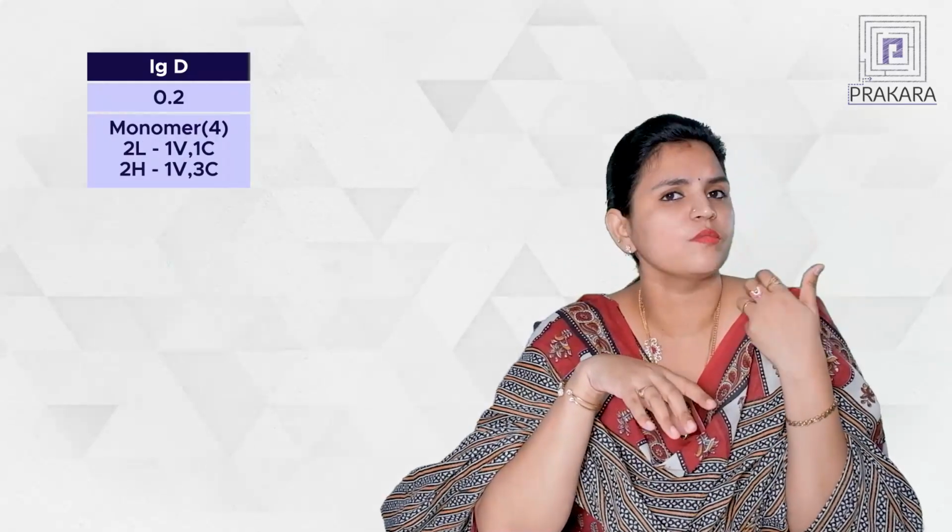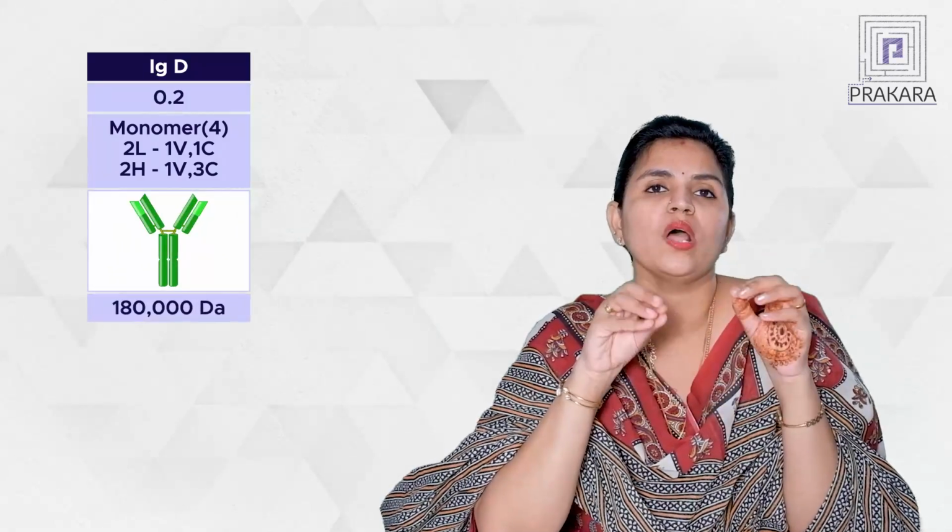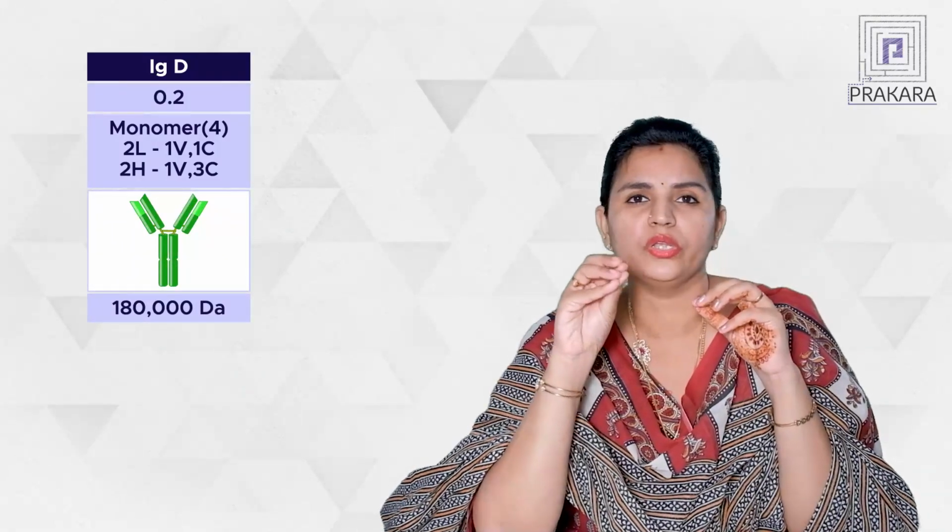Now the next class that we are learning is immunoglobulin D. It constitutes almost 0.2% of the serum or plasma concentration. It is monomeric in structure. It contains two light chains as well as two heavy chains. And coming to the molecular weight, it is almost 180,000 Daltons.